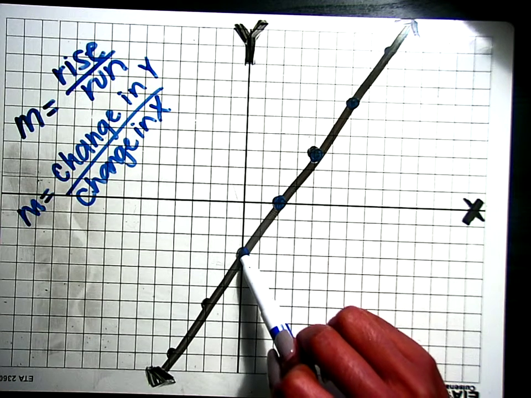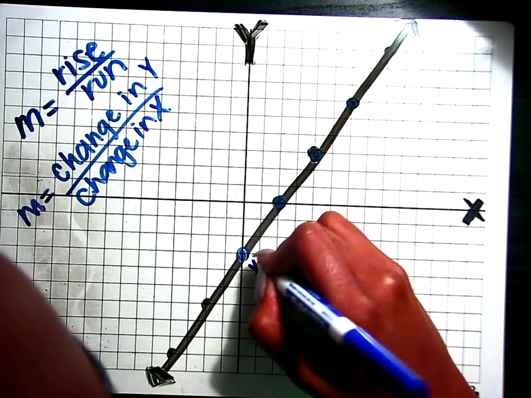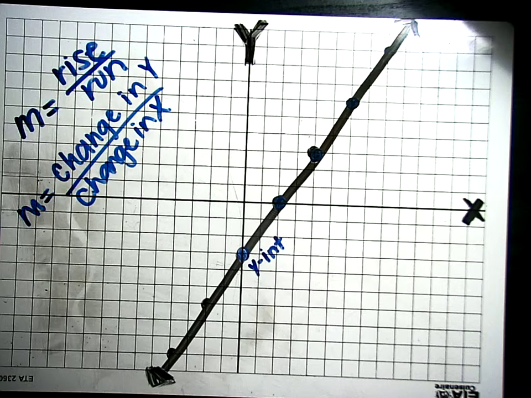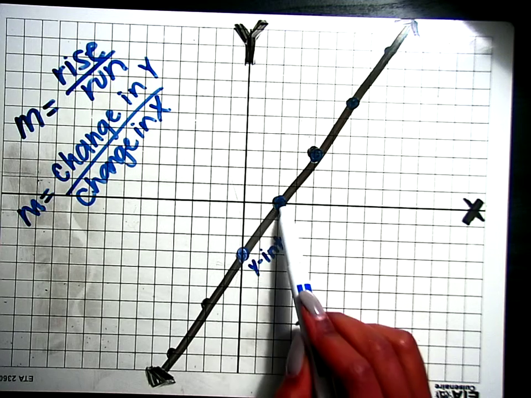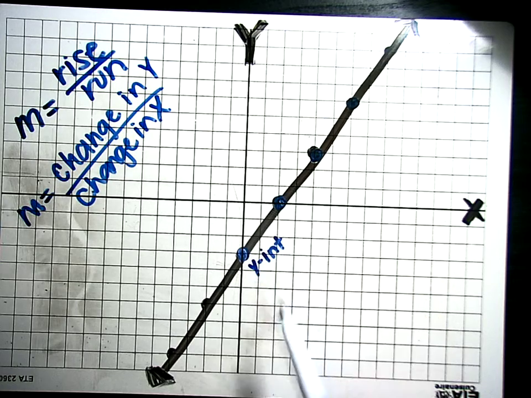I'm going to start with this point. This point is known as my y-intercept. I'm just going to label that. We'll get into more about what that is, but I just like to start with that point, my y-intercept. Okay? Then I'm going to pick another point. And since this graph is going up, I'm going to pick the one ahead of it, in front of it.